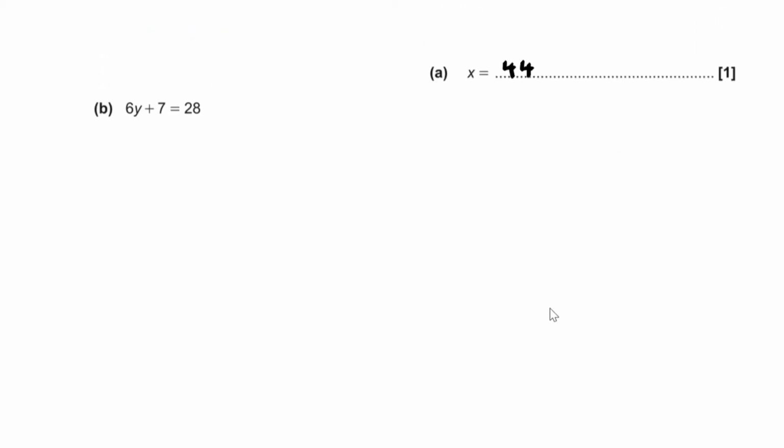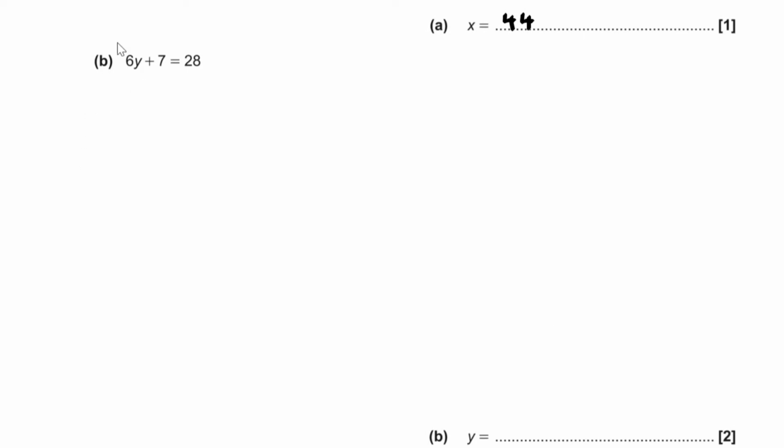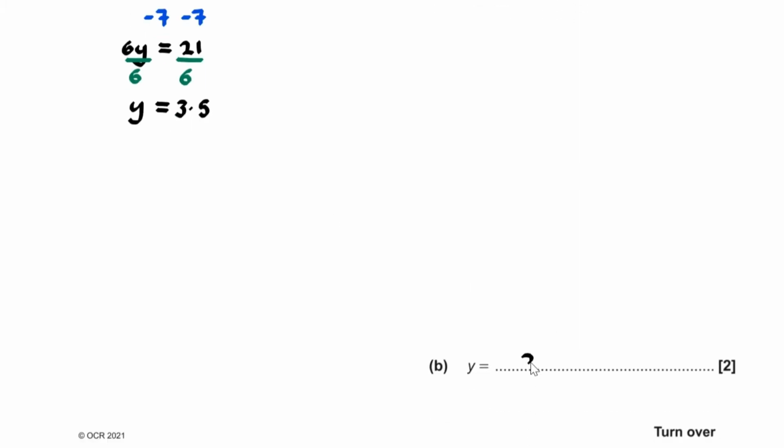For part B, we have to solve 6y plus 7 equals 28. Our first step is to subtract 7 from both sides, leaving us with 6y equals 21. If we now divide both sides of this equation by 6, you will find y to equal 3.5. So y is equal to 3.5.